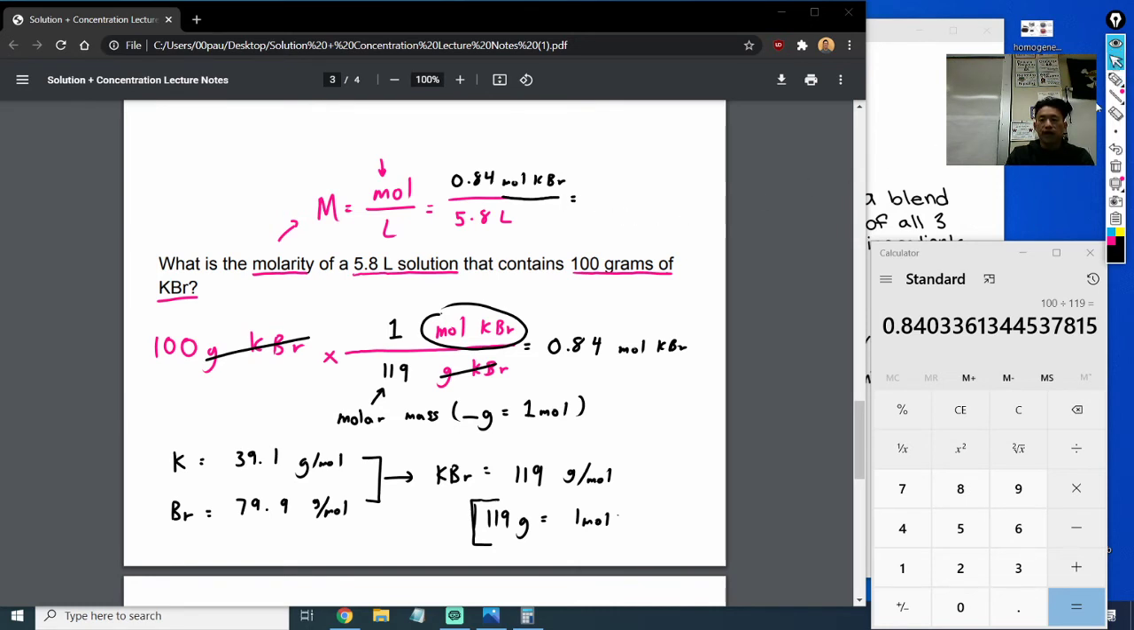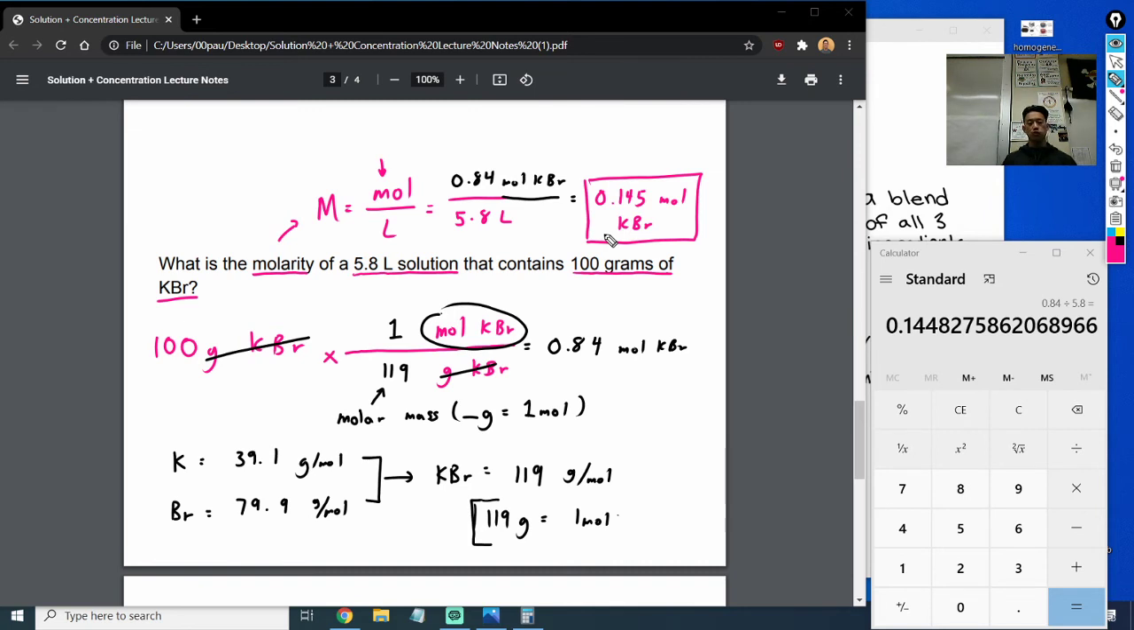And now we can finally solve the last part of this problem by doing top divided by bottom, 0.84 divided by 5.8. And that will give you a final answer of 0.14. And I'm going to round that to 0.145 moles of KBr. Okay? So there you go. That's how you would solve it if you started with grams instead of moles.